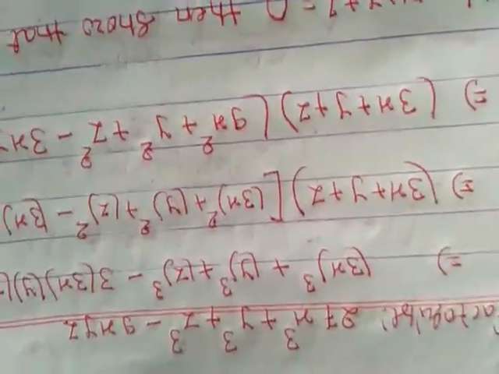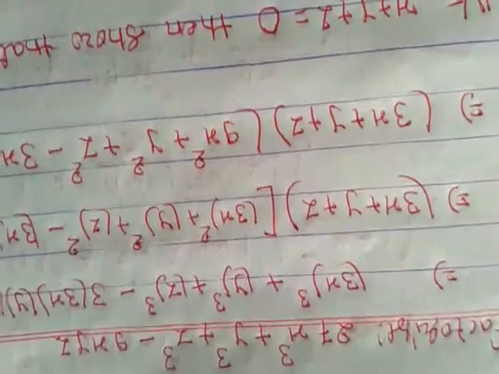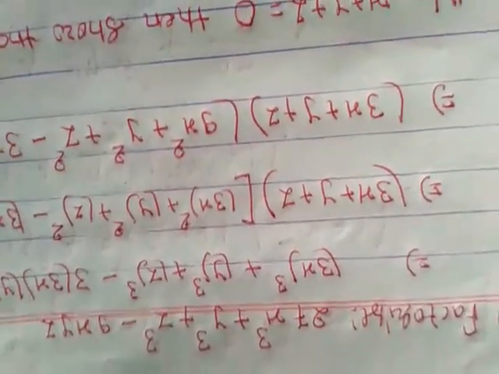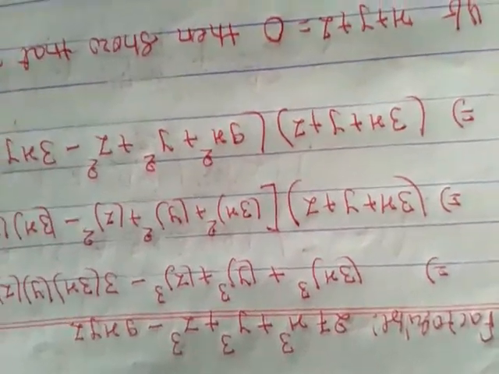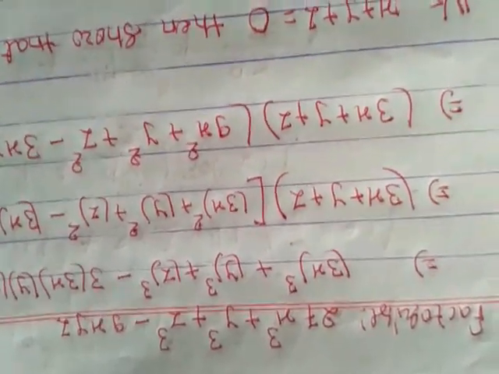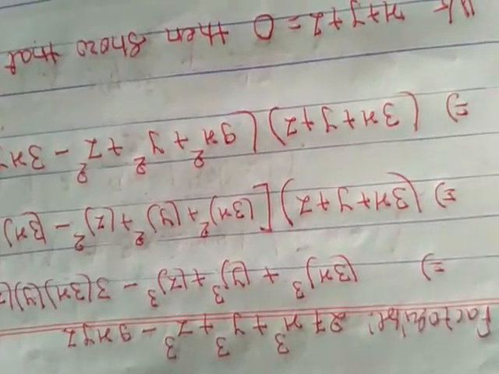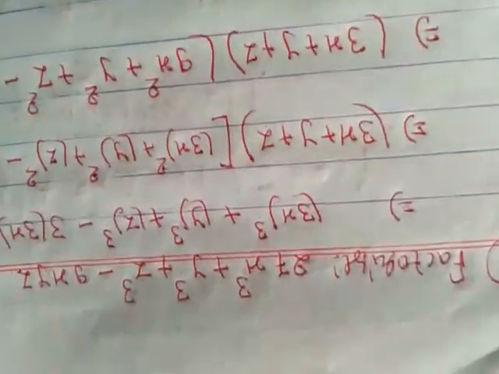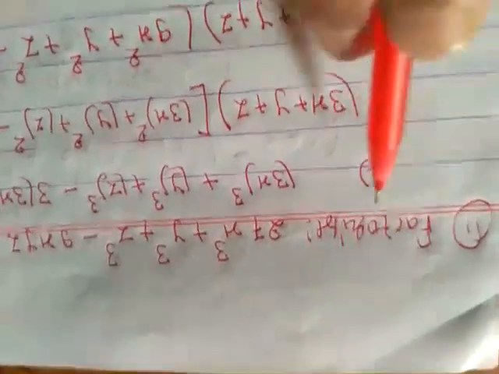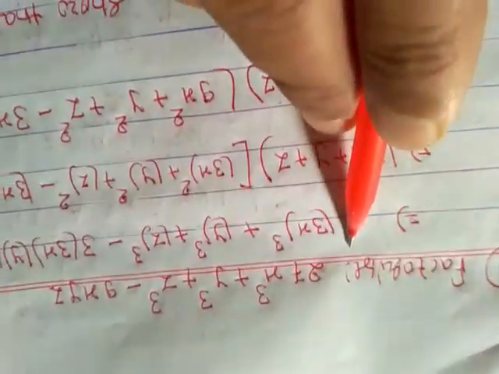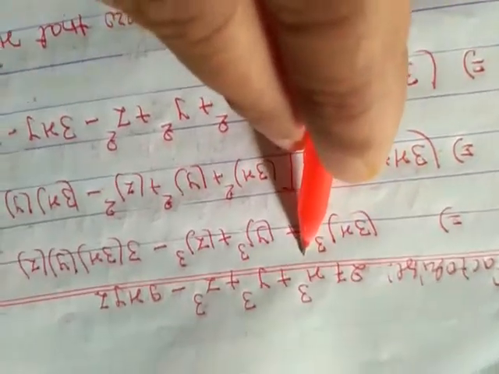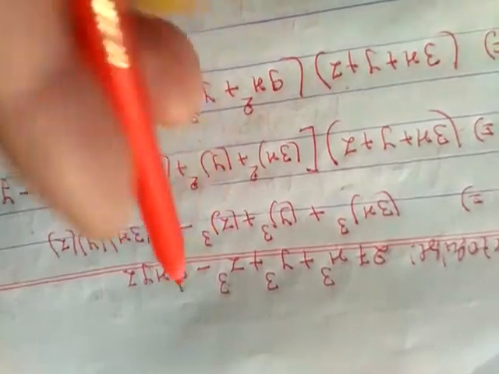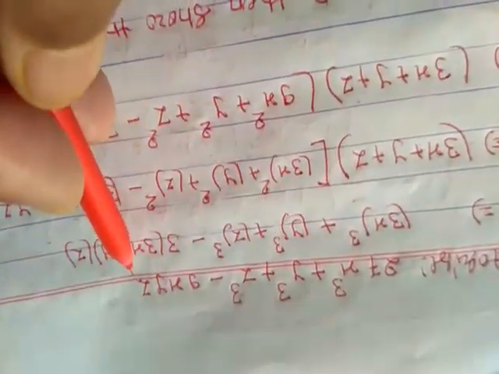In our previous class, we discussed up to question number 10 of the chapter Polynomials. In this class, I am going to discuss question number 11 onwards. Question number 11 is to factorize 27x cube plus y cube plus z cube minus 9xyz.